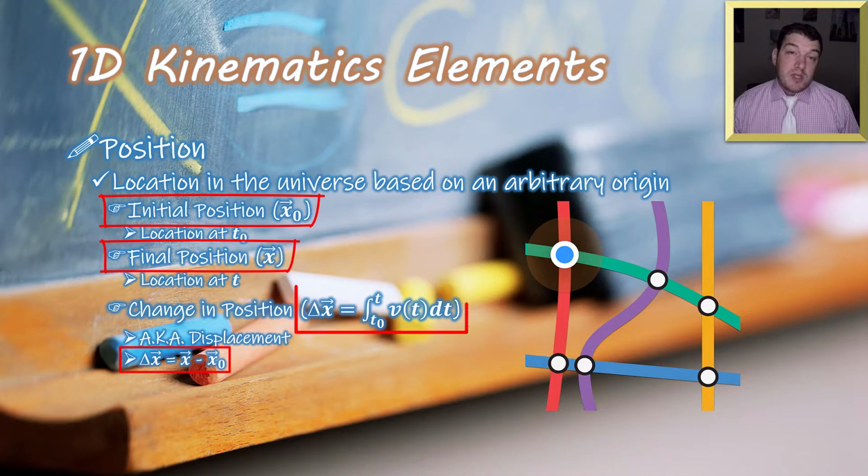The change in position, or the displacement of the object, is the integral of the velocity in terms of time between the initial time and final time. If we have a function that describes the velocity, we can apply the integral rules, and that integral function will end up giving us the change in position.